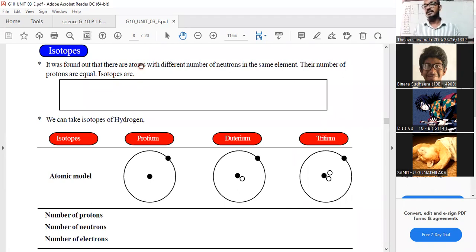They are called isotopes. The only difference is with the mass number. Atomic number cannot be changed, so atoms of the same element with different mass numbers are called isotopes. So the only change will be with the number of neutrons. It was found out that there are atoms with a different number of neutrons in the same element. Their number of protons are equal. So isotopes we can define like this.